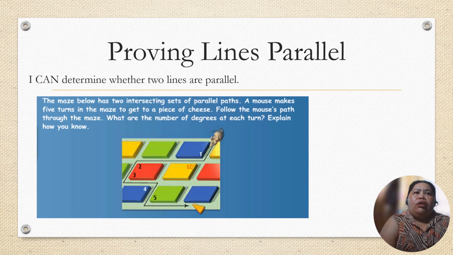Our lesson for today is about proving lines parallel. Our objective: I can determine whether two lines are parallel. And this is your teacher, Marife Adonis.